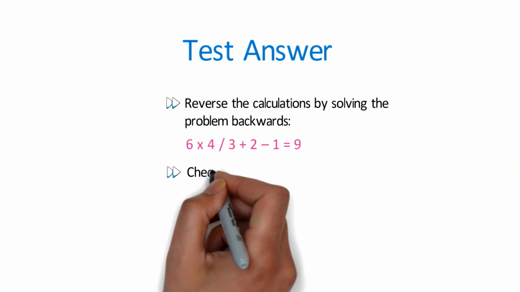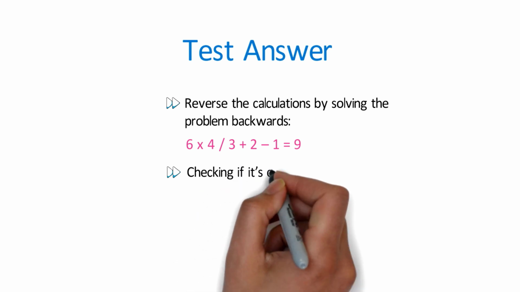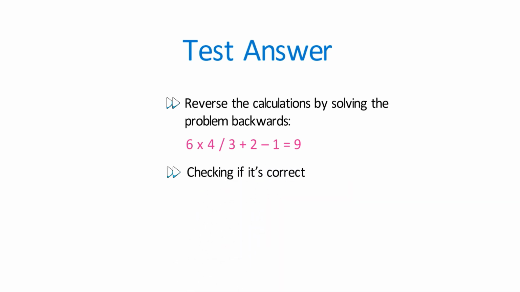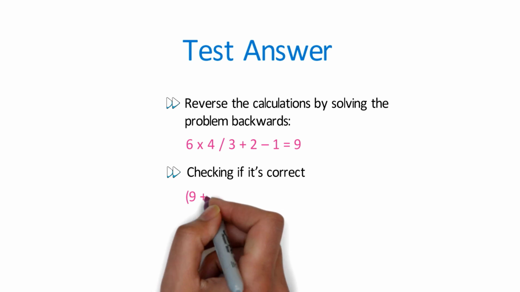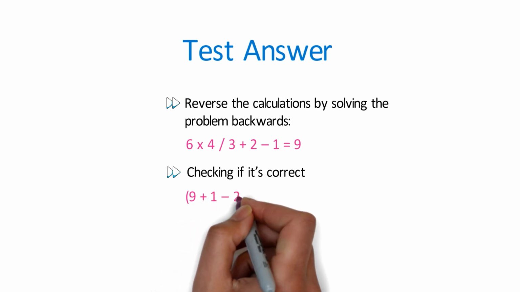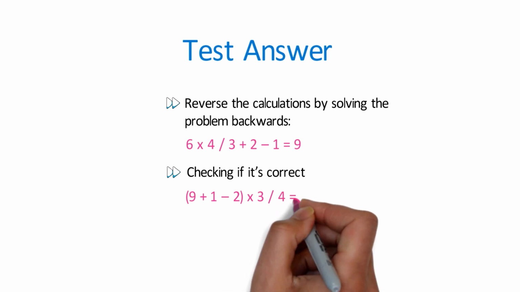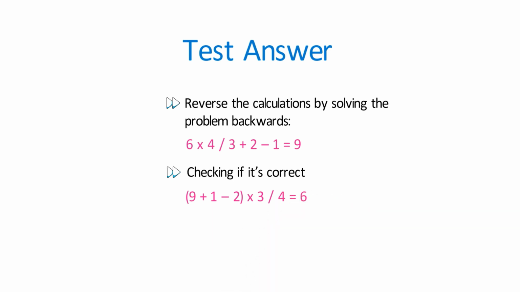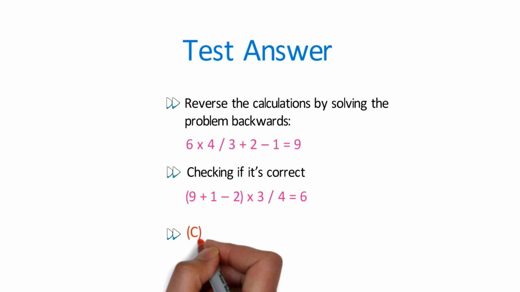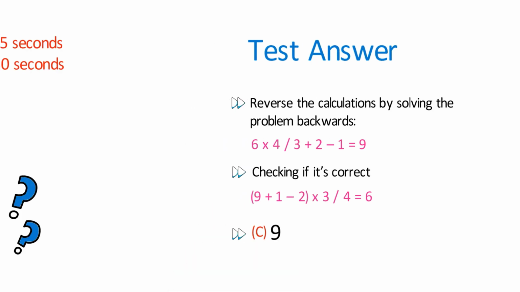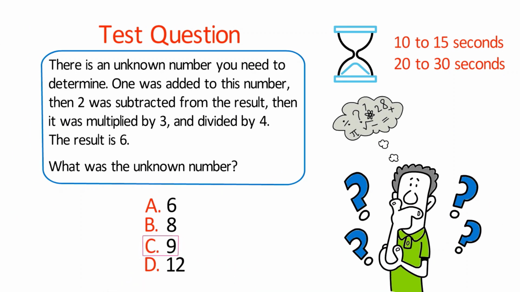Let's check to make sure it's correct, which is another good idea to do on the test. Let's put in parentheses 9 plus 1 minus 2, close parentheses, then multiply the result by 3, divide by 4, and the result will be equal to 6. So the correct choice here is choice C, 9. Hopefully you've nailed this question and now know how to answer similar problems on the test.